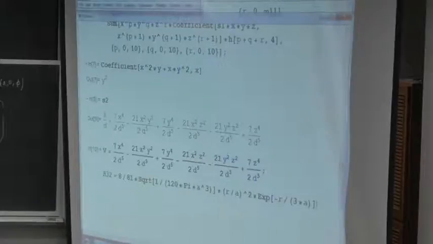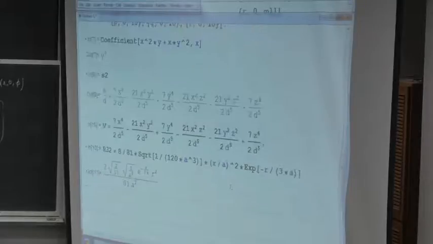Here it is. It's exactly similar to R32, which is in table 13.2: 8 over 81, square root of 1 over 30 (pi), a cubed, r over a naught squared, where a naught is the Bohr radius, into exponent of minus r. Okay, this is the radial part of the wave function for the 3D orbital.